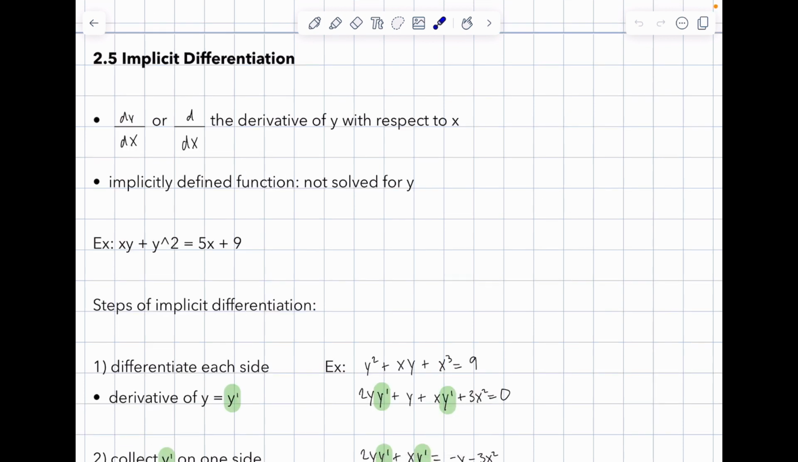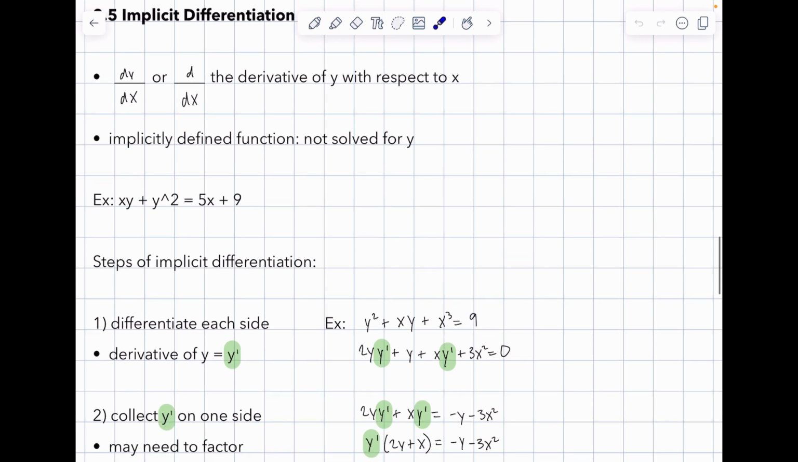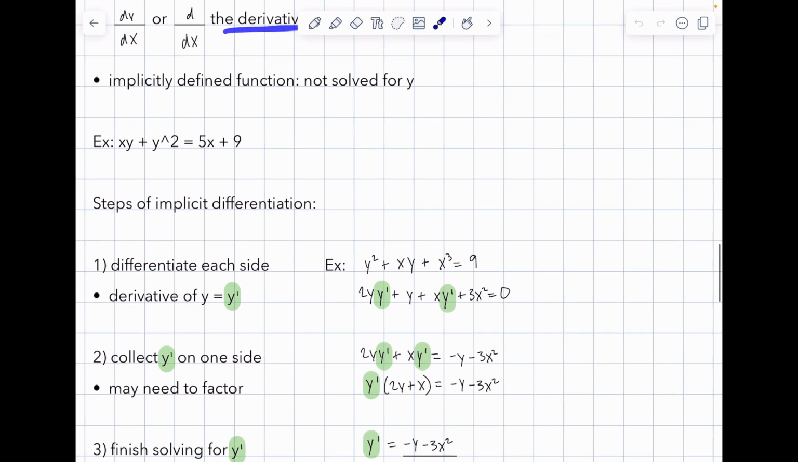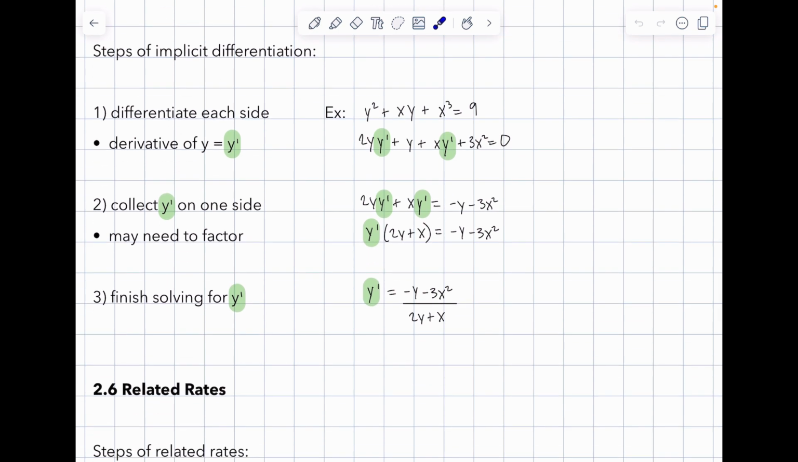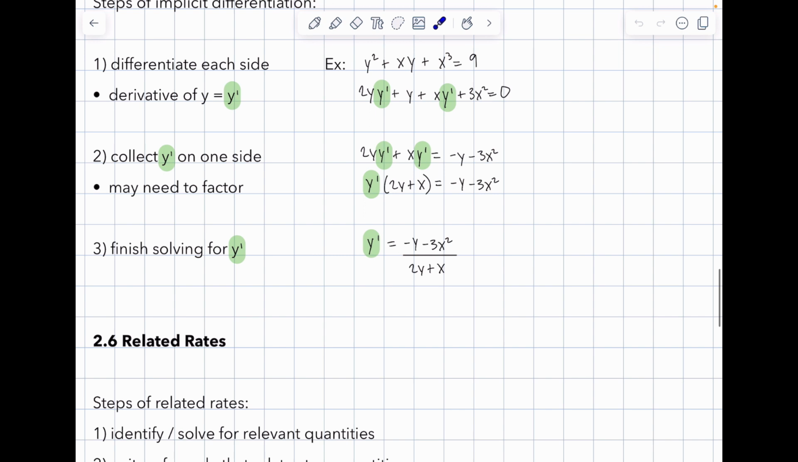Let's look at implicit differentiation. This is dy/dx or d/dx, and that is the derivative of y with respect to x. In implicit differentiation, the function will not directly be solved for y. For example, it'll look like xy plus y squared equals 5x plus 9, instead of the normal functions we see where y is explicitly defined, like y equals and so on. So the steps of implicit differentiation are, first you're going to differentiate each side of the function, and the derivative of y will be y prime in this case.